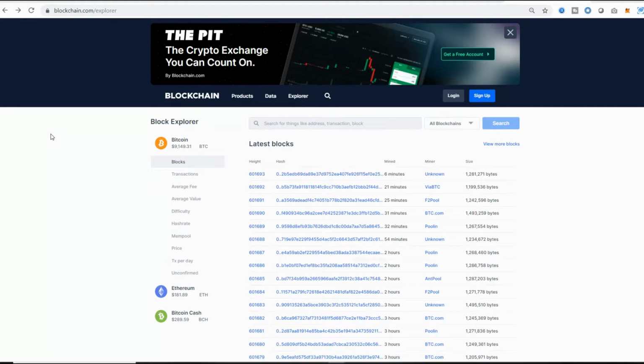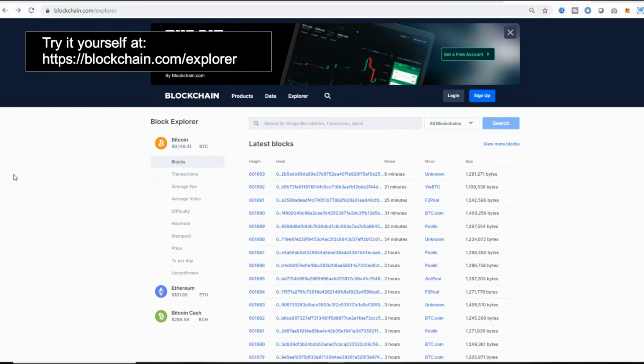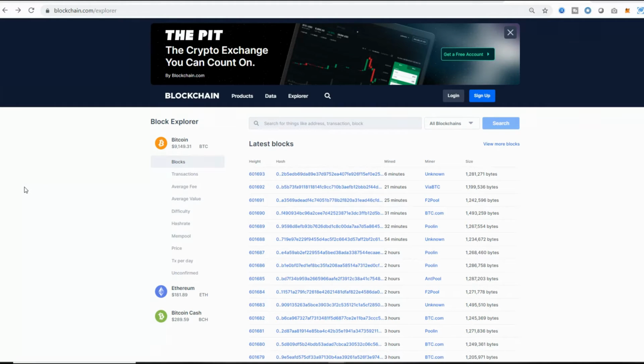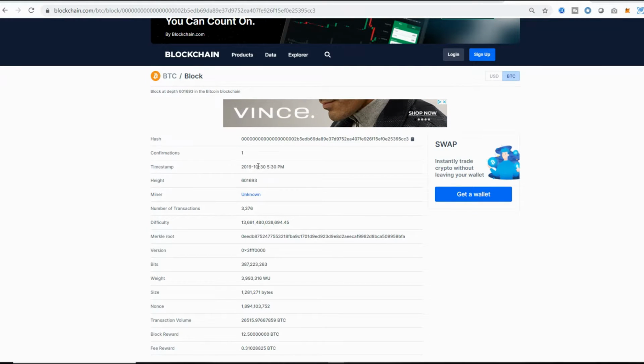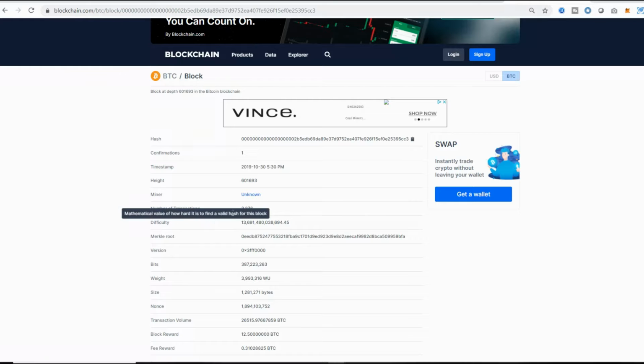You may be familiar with what a block explorer is. Right now, we're looking at blockchain.com/explorer, which is a block explorer put together by Blockchain. If you look at the block explorer, you will find all the latest blocks that have been created on the Bitcoin blockchain. As of this moment, the latest block is number 601,693. This is the block hash for that specific block. You can find the height, the timestamp of when it was done, the number of transactions, and there's a wealth of information available.